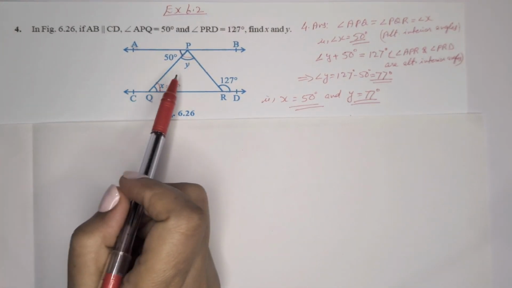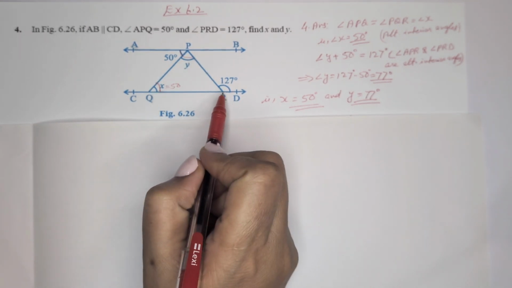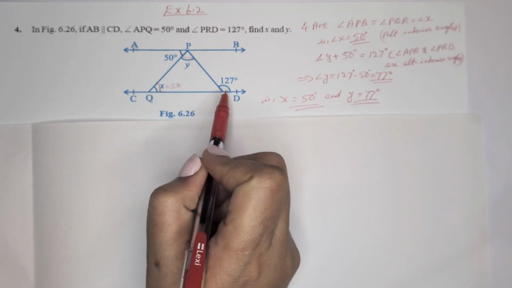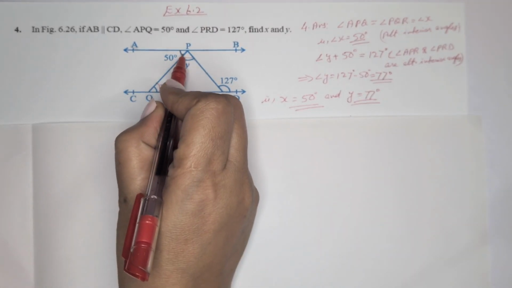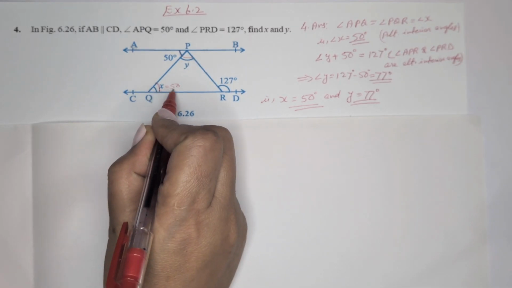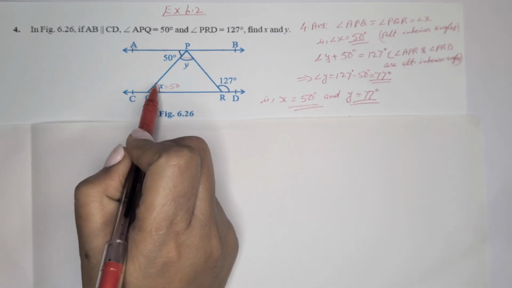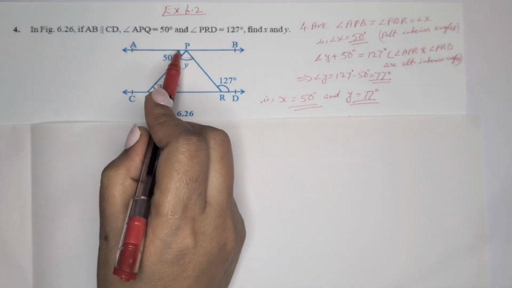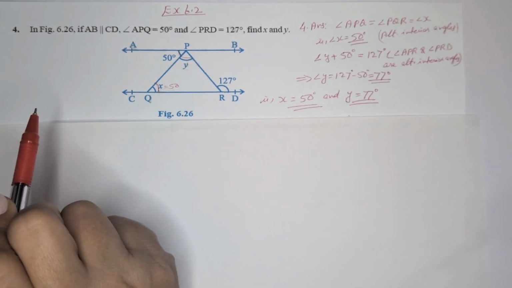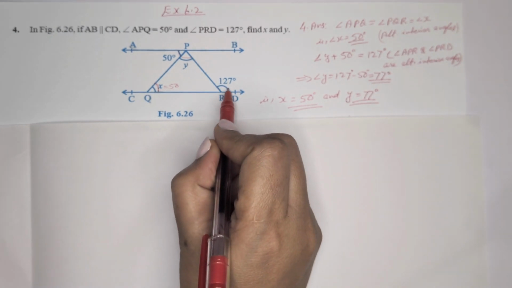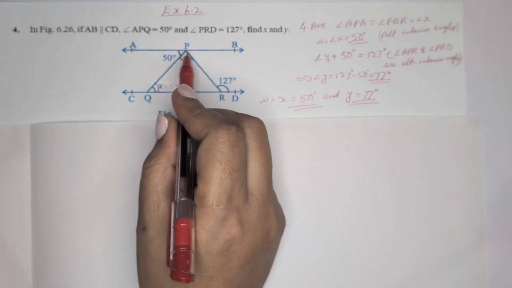Now question number 4. In the given figure, AB parallel to CD and angle APQ is given as 50 degrees. PRD is given 127 degrees. Find X and Y. This angle is 50 degrees, then this angle will also be equal to 50 degrees, which means these two angles are alternate interior angles. These two lines are parallel lines, and this angle and angle H are alternate interior angles, so H is equal to 50 degrees. Same way, this angle is equal to this one. Alternate interior angles. This is the transversal.